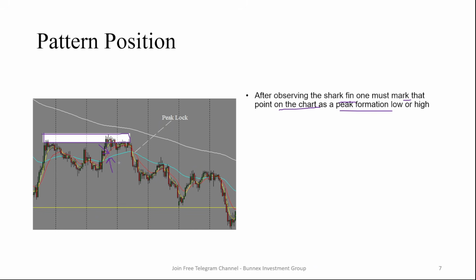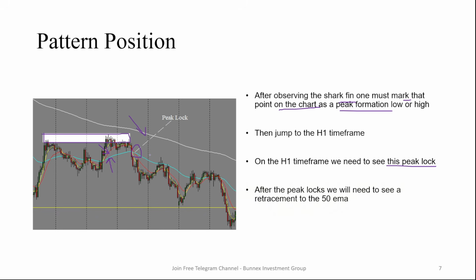We need to see this H1 peak locking, and locking basically means a crossing over of the 13 and the 50. Like in this particular case, it's on the downward side. And then after the peak locks, we will need to see a retracement to the 50 EMA.